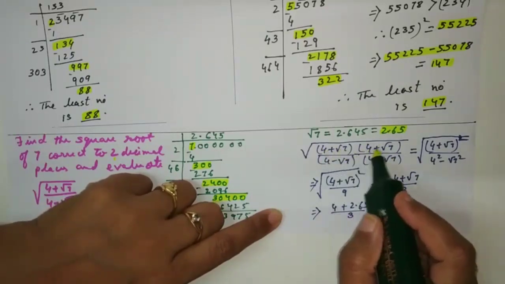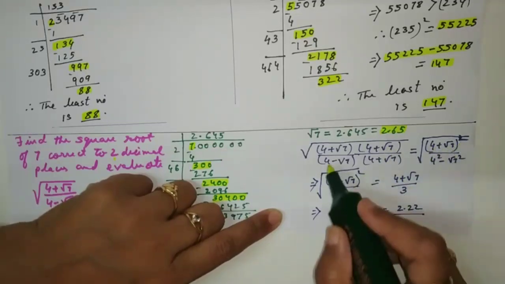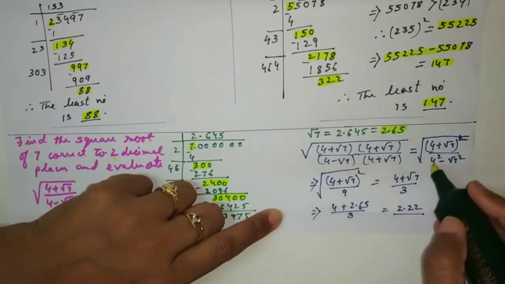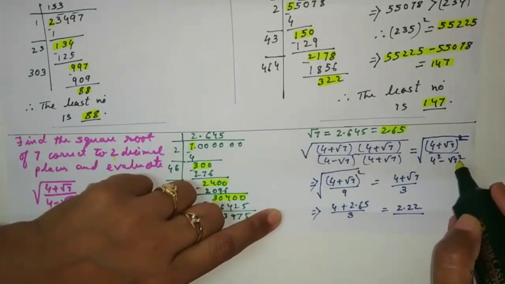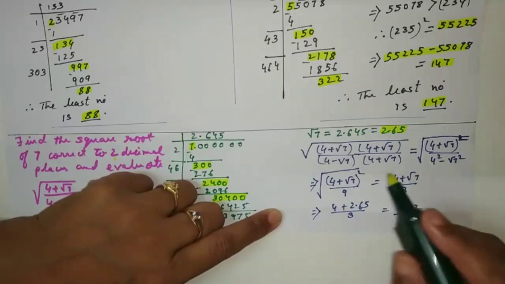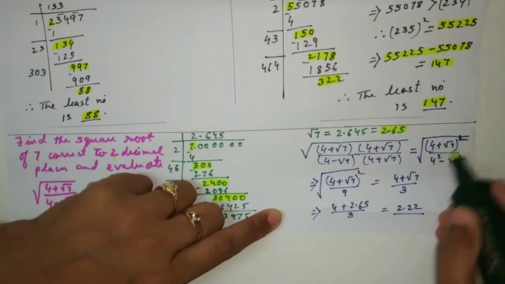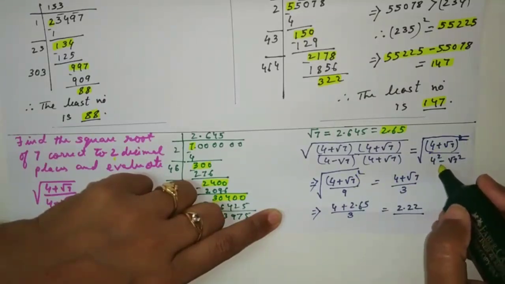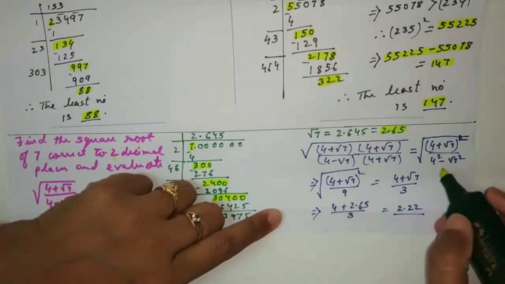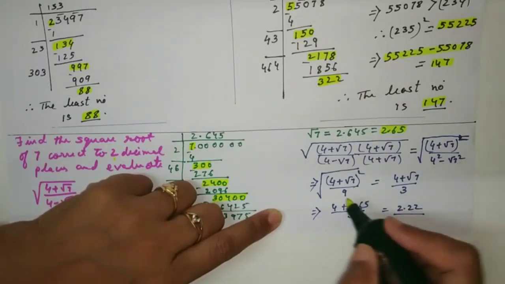This is a plus b into a plus b, that is a plus b whole square. And this is a plus b into a minus b, that is a square minus b square. I am going back to the formula: a plus b into a plus b is a plus b whole square, a plus b into a minus b is a square minus b square. So in the denominator, 4 square is 16, root 7 square is 7, so 16 minus 7 is 9.